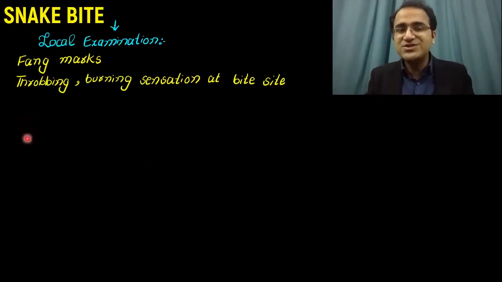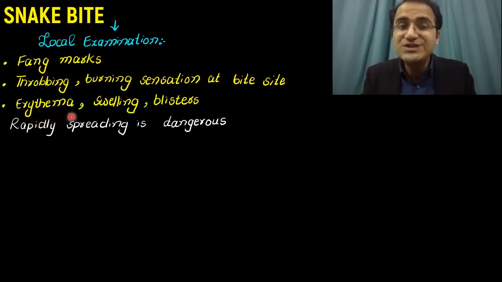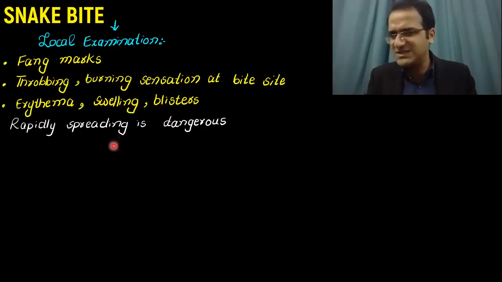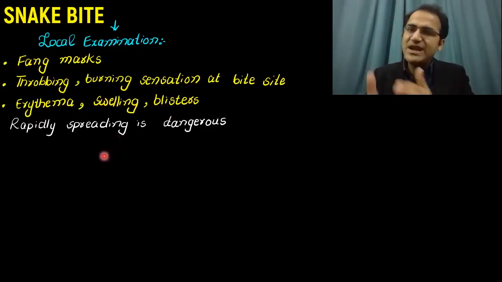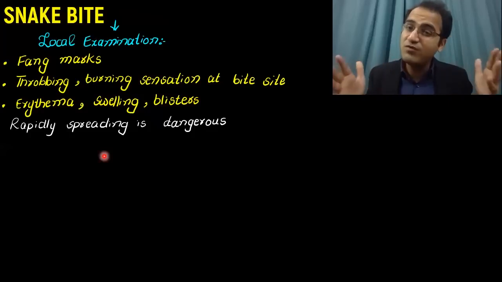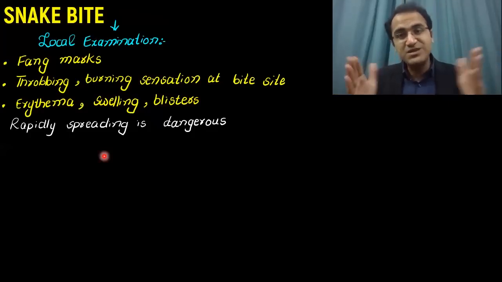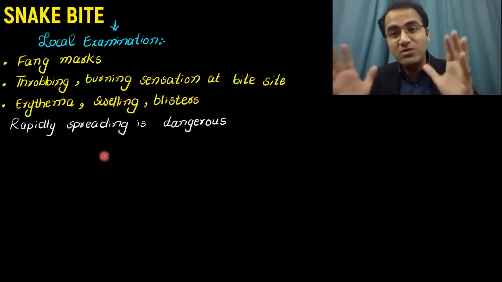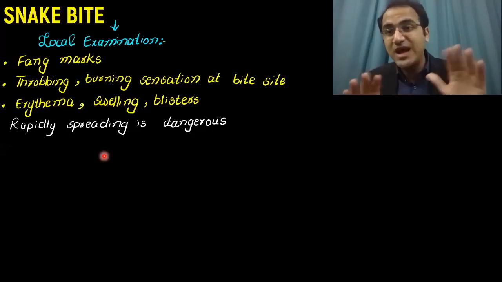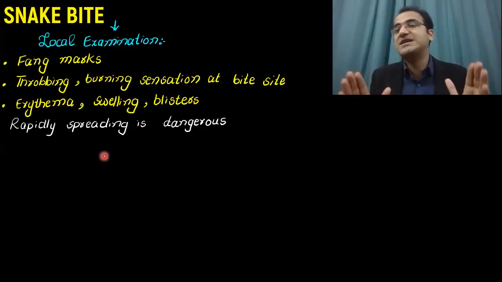You do local examination, you check the fang marks, then you look for erythema, swelling, and blisters. Swelling is a very dangerous thing. If the patient had swelling in half of his limb and now the whole limb is swollen, it means that this patient has been bitten by a venomous snake and he is going to die if you do not give him anti-snake venom.